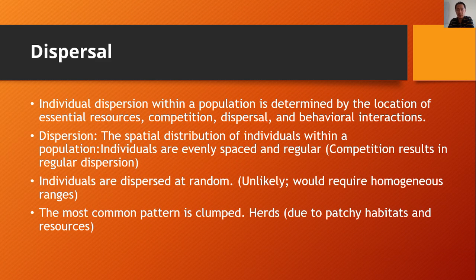Individual dispersion within a population is determined by the location of essential resources, competition, dispersal, and behavioral interactions. Dispersion is the spatial distribution of individuals within a population. In regular dispersion, individuals are evenly spaced. Competition results in regular dispersion. So there is a certain competition.